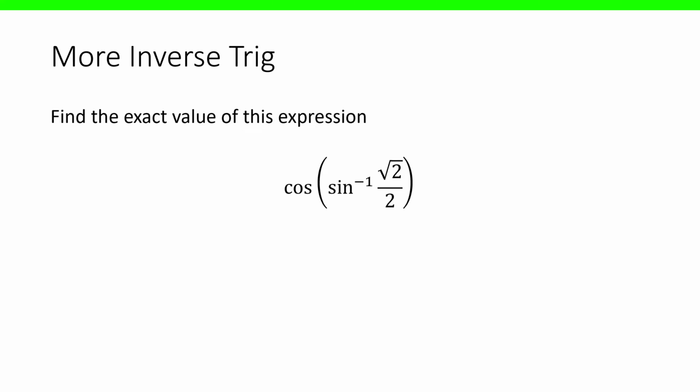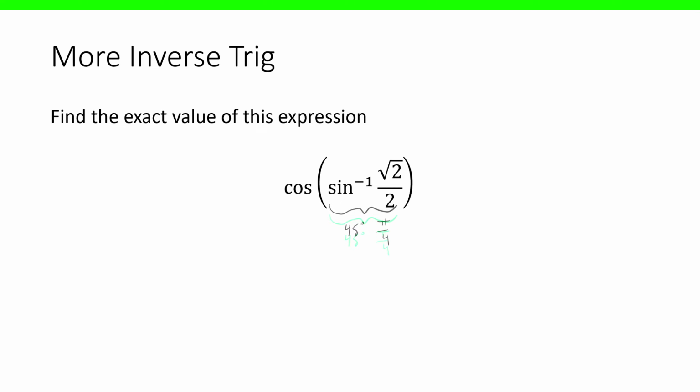So the way to approach this problem would be to work your way from the inside out. We're going to look at what's inside here, which is sine inverse of the square root of 2 over 2. We know that this is talking about some angle. Remember, the question we ask ourselves is, sine of what angle gives me the square root of 2 over 2? You can say that this is 45 degrees, or it's pi over 4.